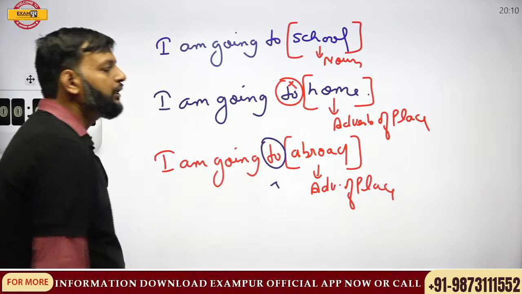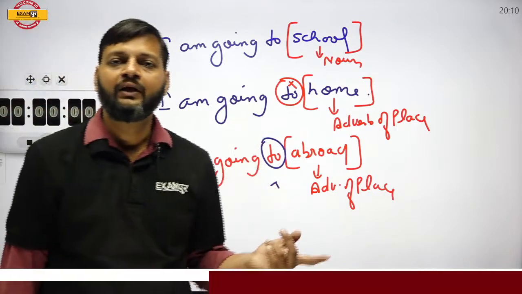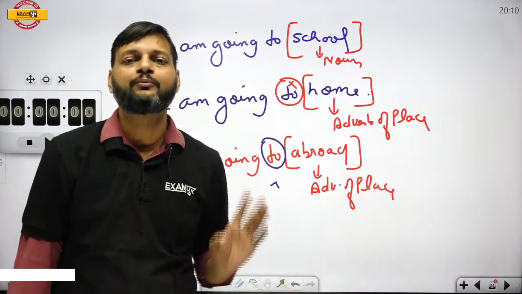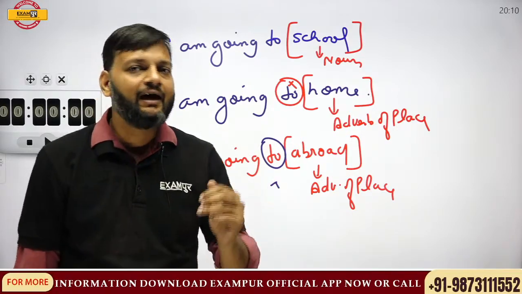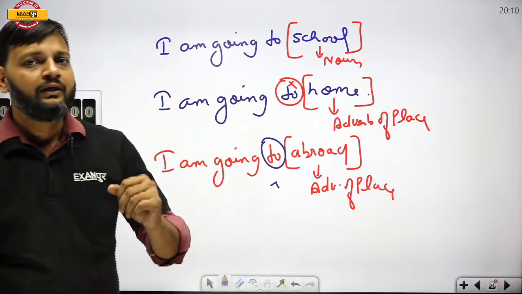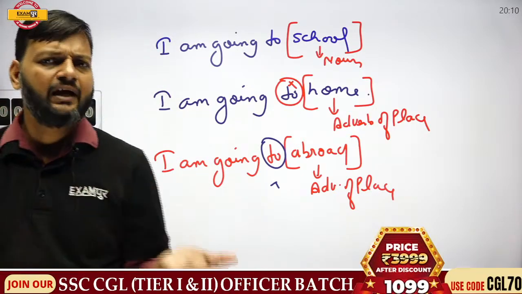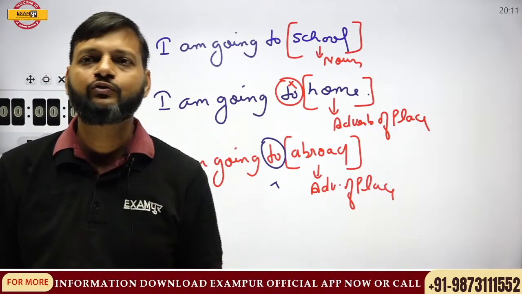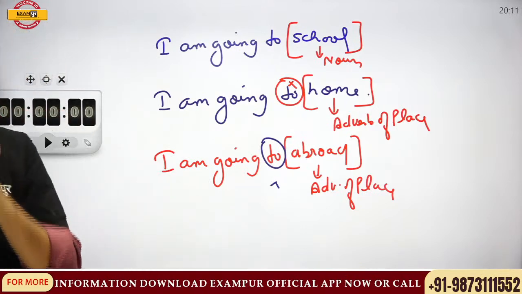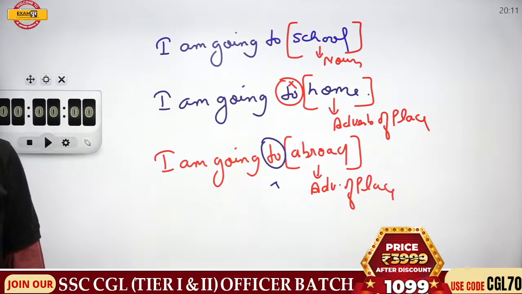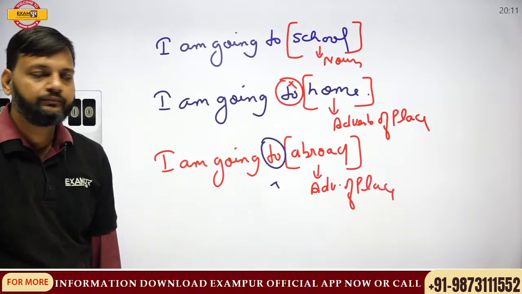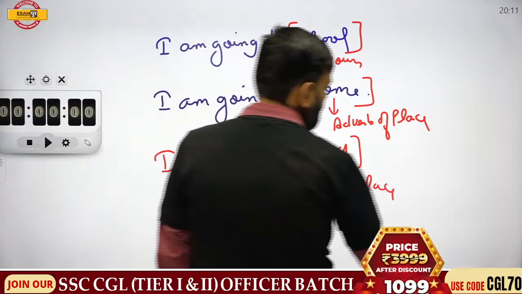I am going to home? No, I am going home. And I am going to abroad? No, I am going abroad. But I am going to school is absolutely right. So if we have an adverb of place or any other adverbial expression, it should not be used with a preposition. Nouns are used with prepositions. Okay, clear? Okay, let's see the next question.